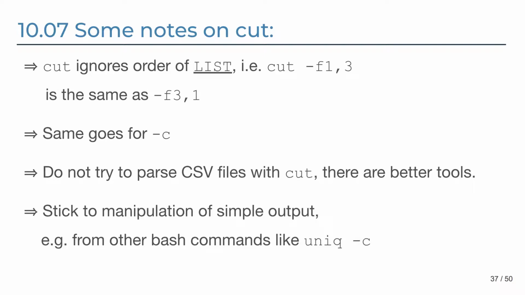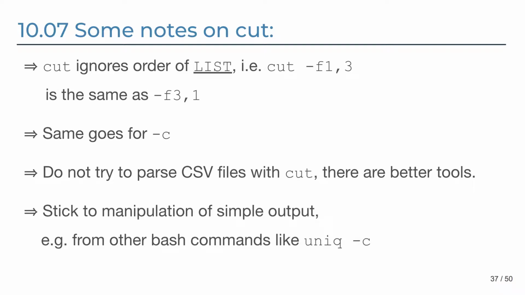Then some general advice. If you have CSV files and they're nicely formatted, you may use cut, but if they're badly formatted, don't try to use cut on them. There are better tools for that. The basic idea is don't go too fancy: use it for simple output manipulation, like when you get output from basic bash commands, such as process status, list, and so on, to extract the information you want.